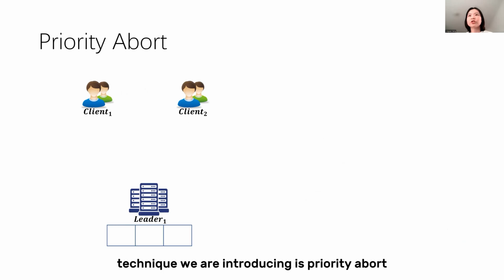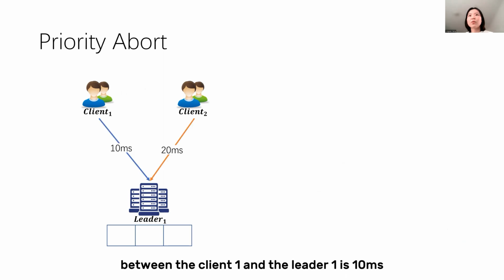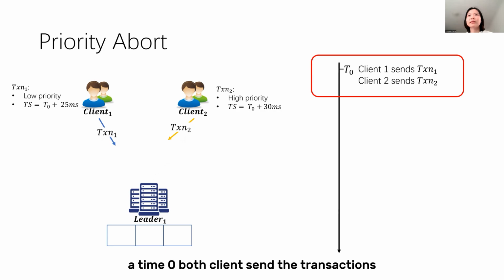First, the technique we are introducing is priority abort. In this example, we have 2 clients and the partition leaders. The latency between client 1 and leader 1 is 10 milliseconds. Client 2 is 20 milliseconds away from leader 1. At time 0, both clients send their transactions. Transaction 1 is the low priority transaction, and the timestamp is T0 plus 25 milliseconds. Transaction 2 is a high priority transaction, and the timestamp is T0 plus 30 milliseconds.